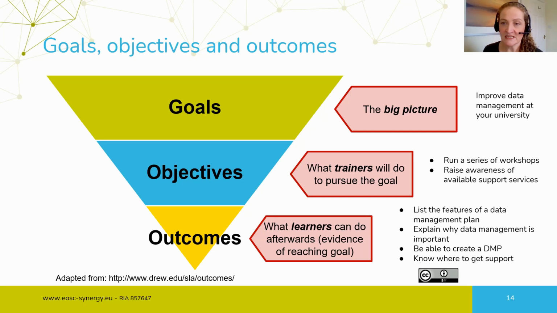The objectives tend to be focused on what you as a trainer will do. So what is it you want to do to try and achieve this goal? In this case, we've decided we're going to run a series of training courses. So again, it's very much focused on what the trainer will do. However, the final level there are the outcomes. So what is it that the learners will actually be able to do once they've attended your training? So there are some quite specific outcomes there. So list the features of a data management plan, explain why data management is important, etc. So we're going from some quite broad goals down to some very specific outcomes.